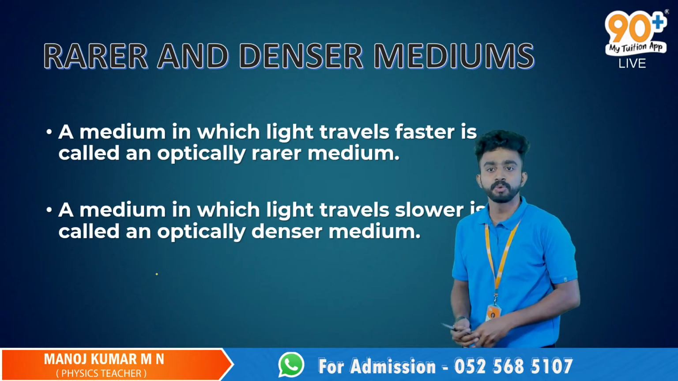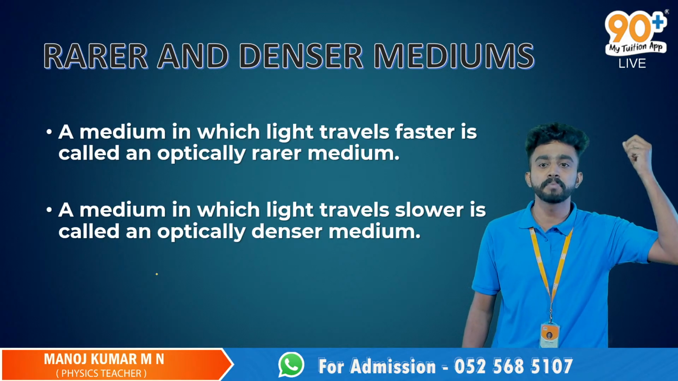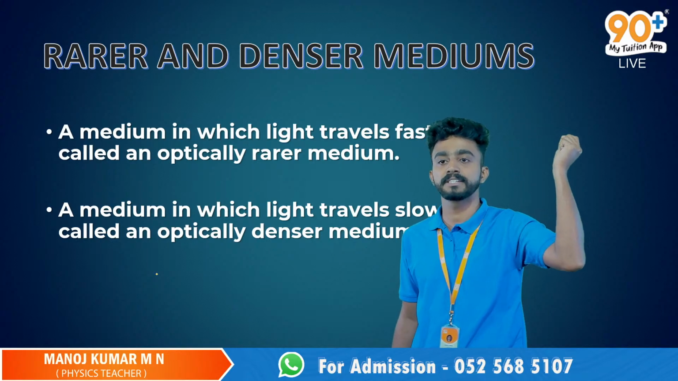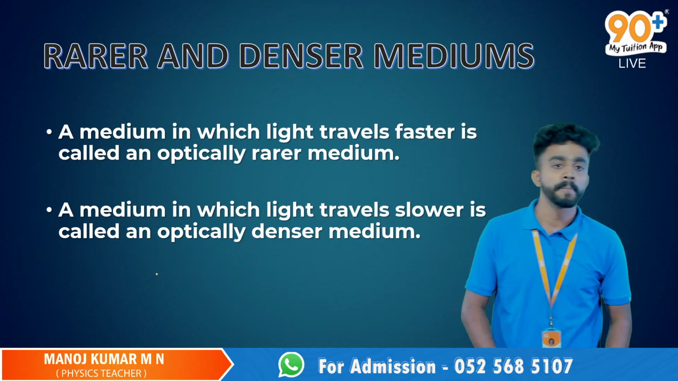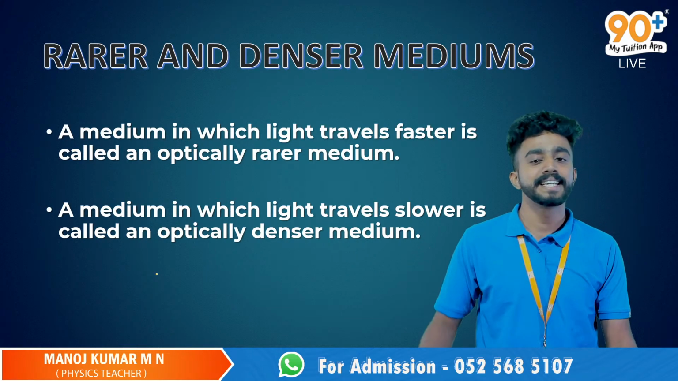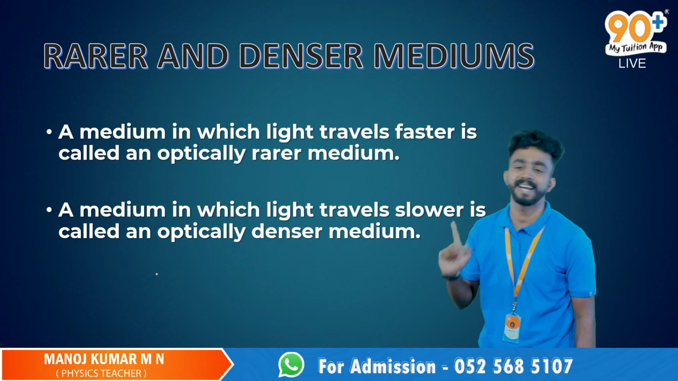Wi-Fi and all. So what do they use? Which type of fiber they will use? They will use optical fibers. So the information is passed through those optical fibers using the light. Light is passed actually through it. So a medium in which light travels slower is called an optically denser medium. So that is the difference between rarer medium and denser medium.